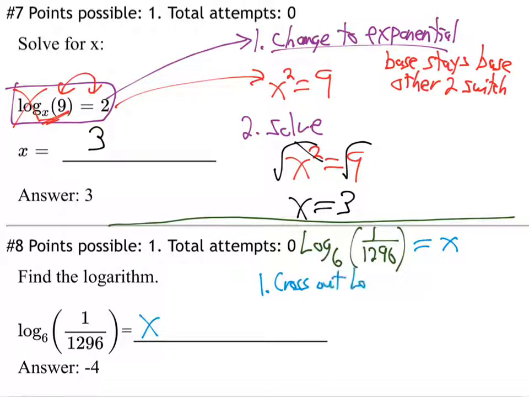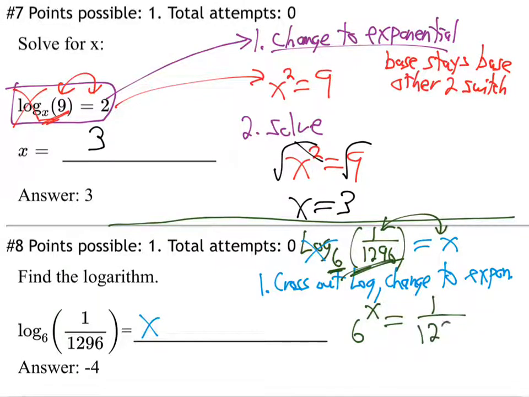cross out the log, change to exponential form, right? So when you cross out the log, what happens? The base stays the base, and the other two switch. This is the base. This is the low down part. And the other two, meaning the x and the big old fraction, switch. Instead of 6 to the fraction, it's 6 to the x power, and the fraction goes over there. Do you see what happened there?